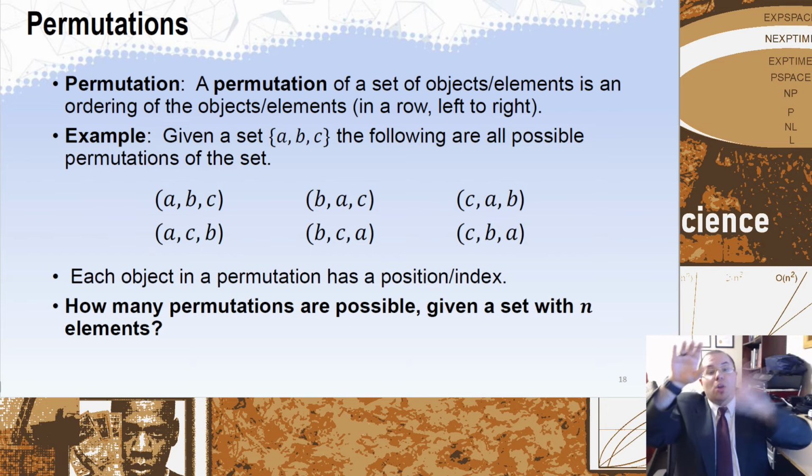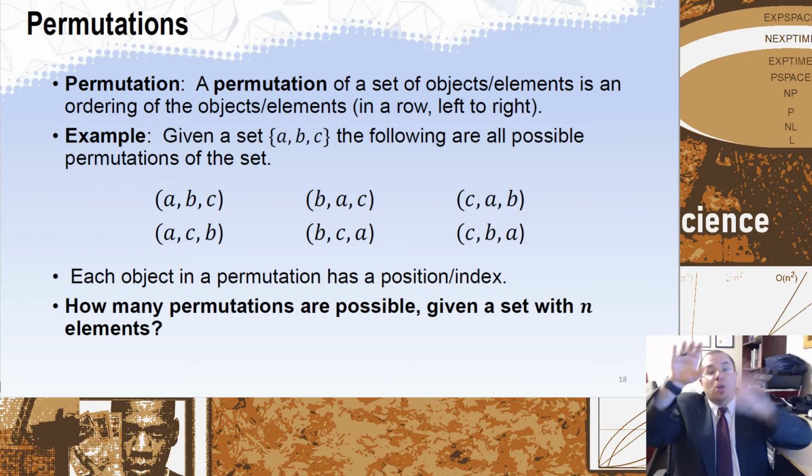So remember, one permutation is just an ordering of a set of objects or elements. Each one of these 6 here is a permutation of the set I've provided. But all 6 of them is the set of all possible permutations. So there's 6 possible permutations of this set. So I want to ask, how many permutations are possible?